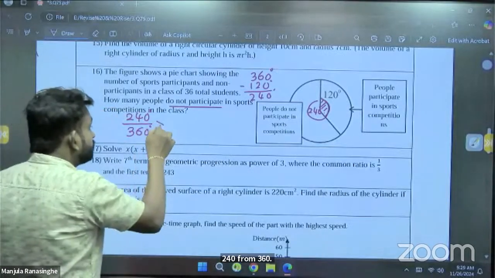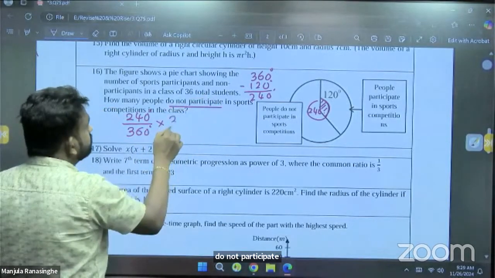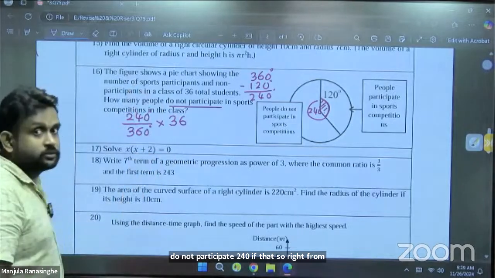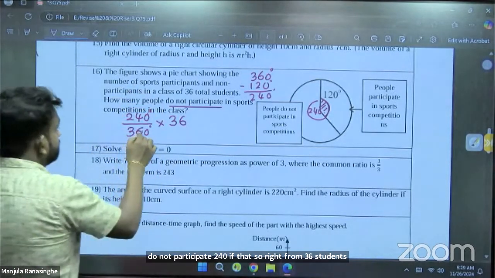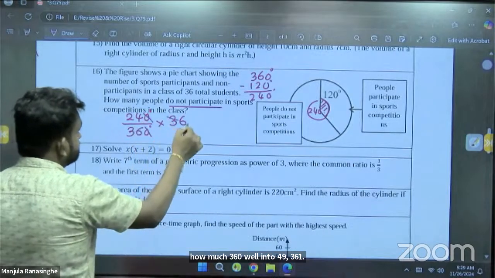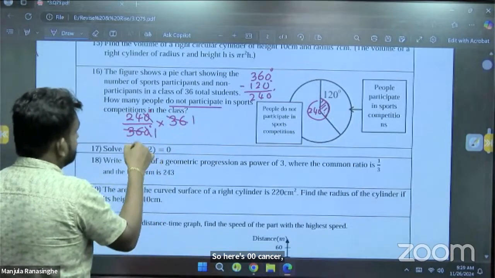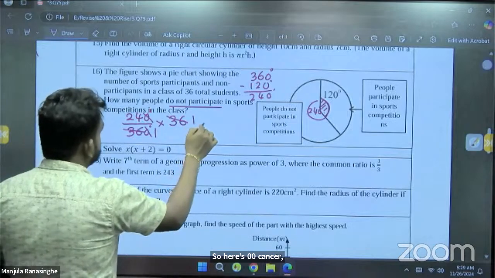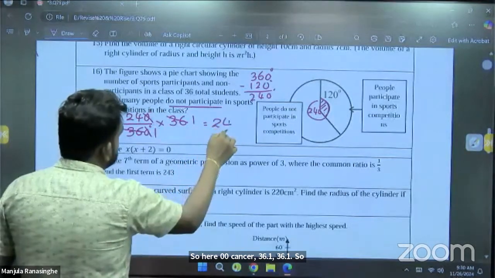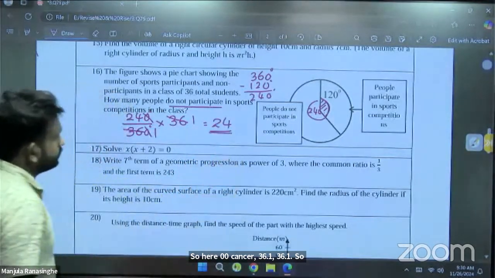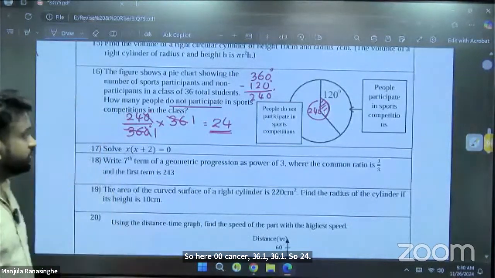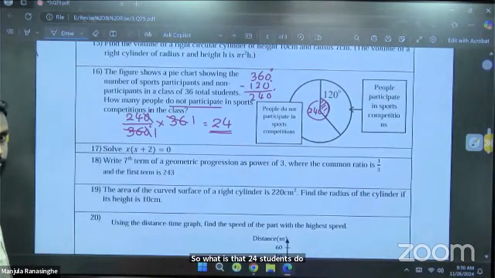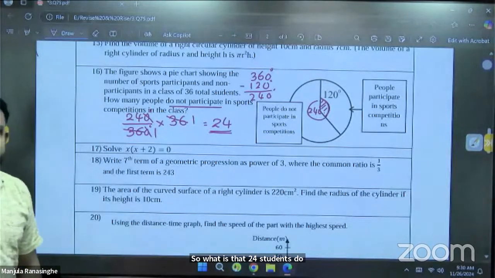If that's so, from 36 students, how much? If it is 240 out of 360, then how much out of 36? Here the zeros cancel, 36 by 36 is 1, so 24. So 24 students do not participate in the event. Okay, right.